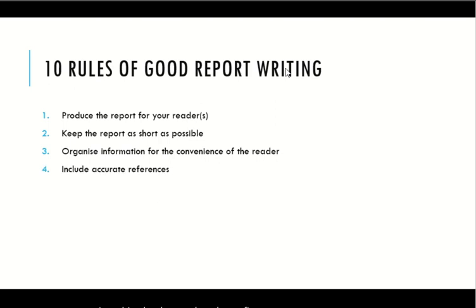Include accurate references. Accurate means what? Accuracy means 2 things. So you are putting a reference now. For example, I am showing that in this area there are 100,000 people living. If you want to give a reference, from where did I take this information? So accuracy of the reference means 2 things.